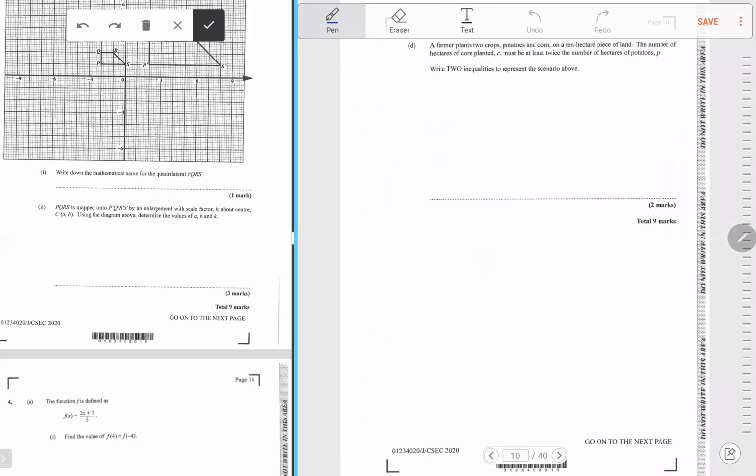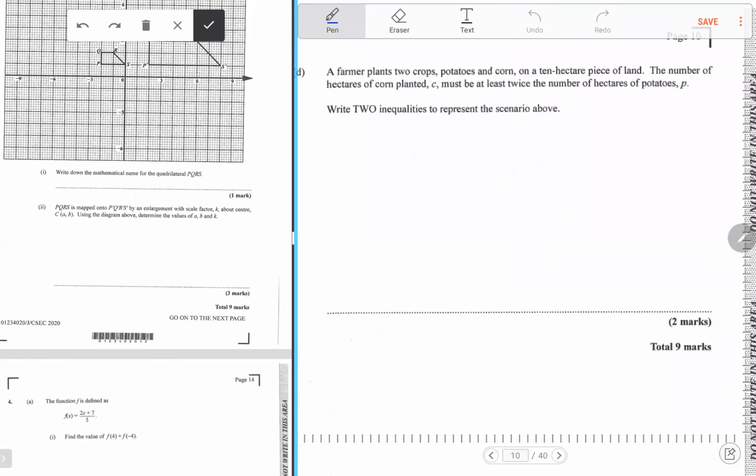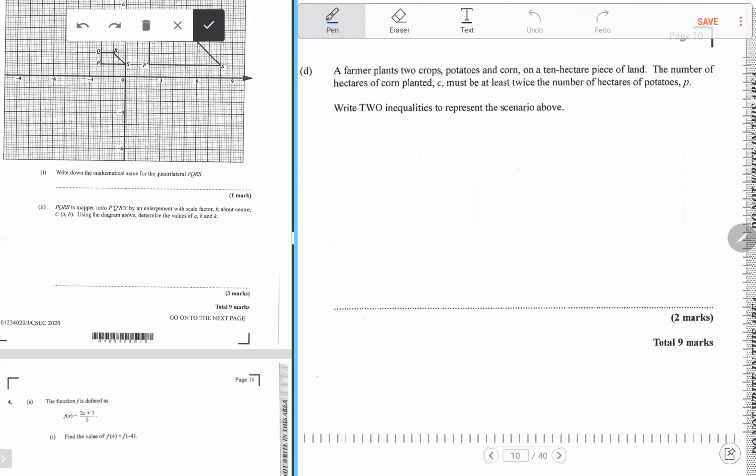All right, so this is the last part of this note. So it says, a farmer plants 2 crops, potatoes and corns, on a 10-acre piece of land. So he's planting 2 crops and he's using 10 acres. He said the number of acres of corn planted is C, and it must be at least, remember the word at least, the term at least means greater than or equal to.